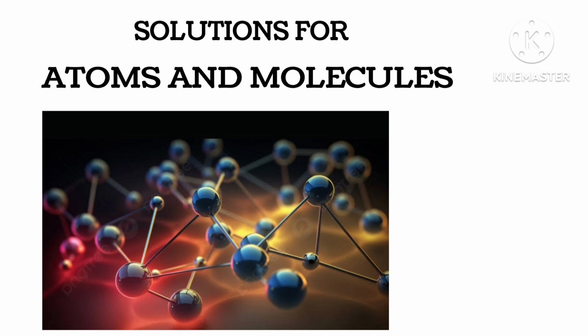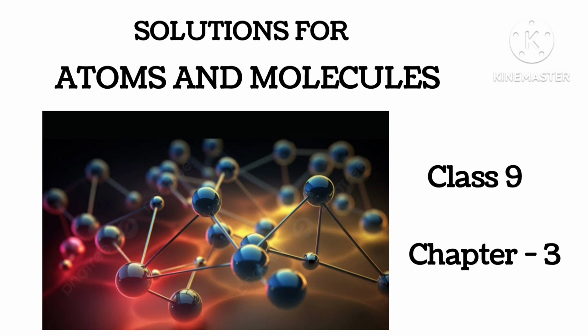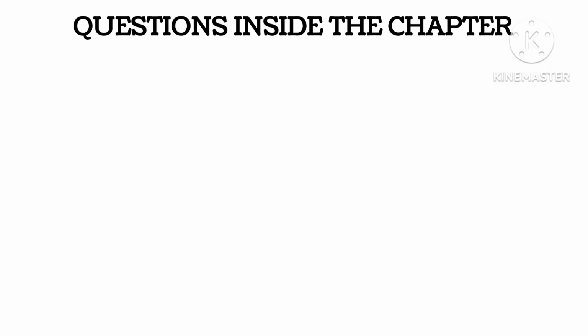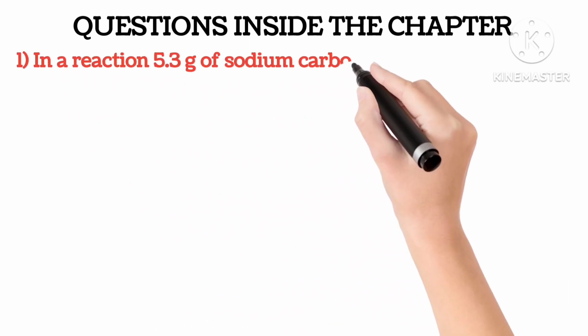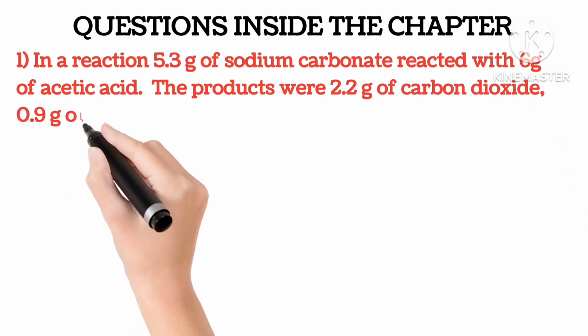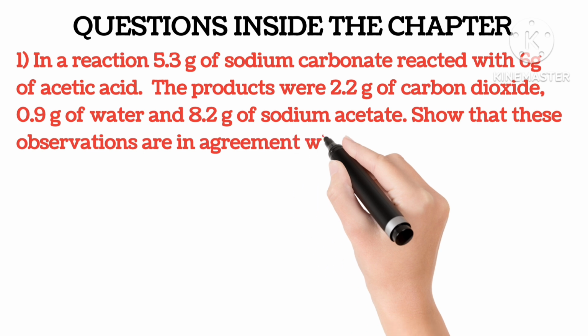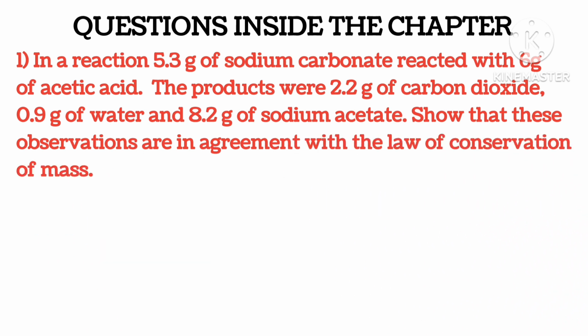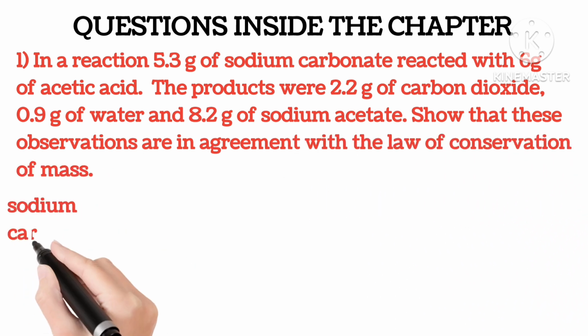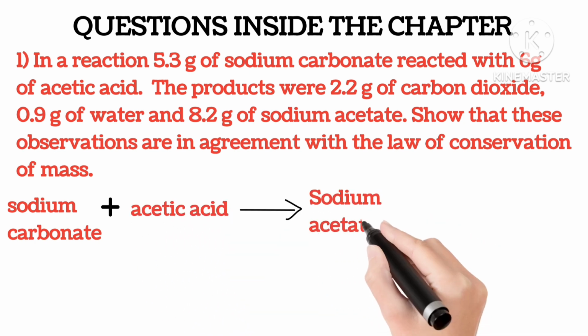Solutions for Atoms and Molecules, Class 9, Chapter 3. Questions inside the chapter. In a reaction, 5.3 grams of sodium carbonate reacted with 6 grams of acetic acid. The products were 2.2 grams of carbon dioxide and 0.9 grams of water and 8.2 grams of sodium acetate. Show that these observations are in agreement with the law of conservation of mass.